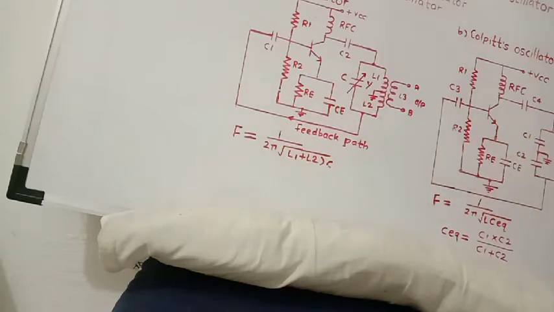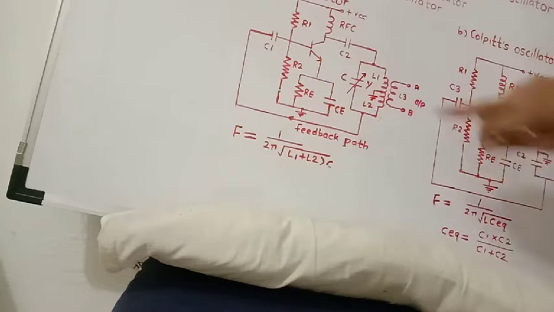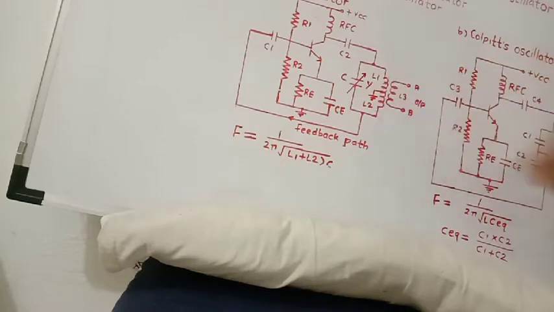Now what are the advantages of the Hartley oscillator? The first advantage is that instead of two separate inductors, only a single coil can be used, and any desired point on the coil is grounded, and thus two coils are formed.